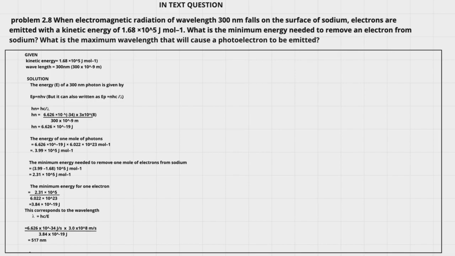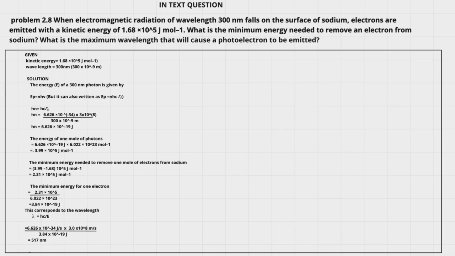The minimum energy for one electron: 1.31 x 10^5 joule mol^-1 divided by 6.022 x 10^23 mol^-1 is equal to 2.18 x 10^-19 joule. This corresponds to the wavelength.